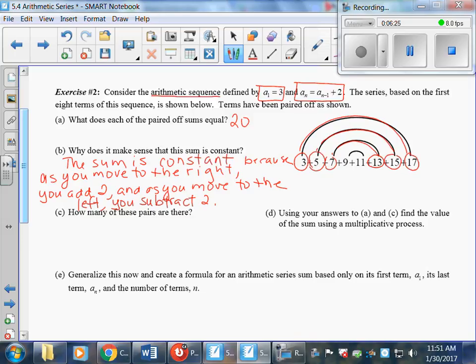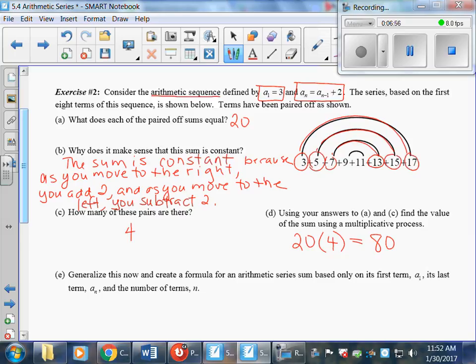Okay, so moving on to C. How many of these pairs are there? Well, just count the rainbows. 1, 2, 3, 4. Using your answers in part A and C, find the value of the sum using the multiplicative process. Well, I think all they're saying here is that we have 20 and we have it 4 times. So the sum here has to be 80.